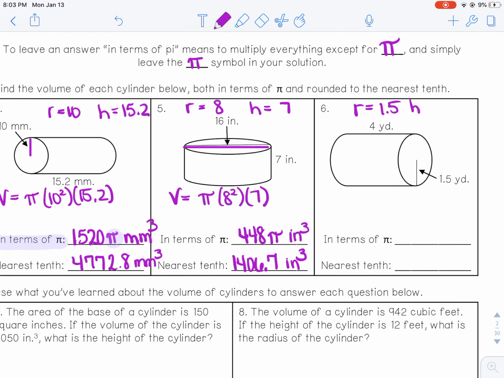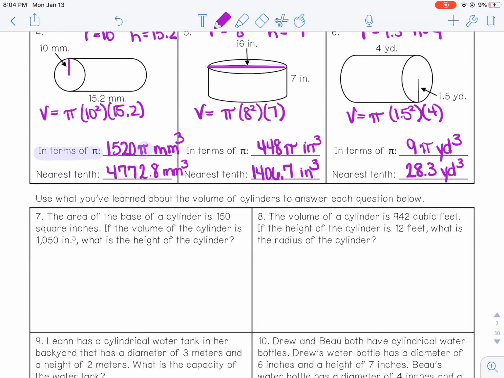And then the last one that we have over here, radius is exactly what they gave us, which is 1.5, and height is 4 yards. So if I did it in terms of pi, that's going to be pi times 1.5 squared times 4. And that is going to give me 9 pi cubic yards. I love just leaving things in terms of pi because it's so much easier. If I were to multiply that out, that's going to give me 28.3 cubic yards.